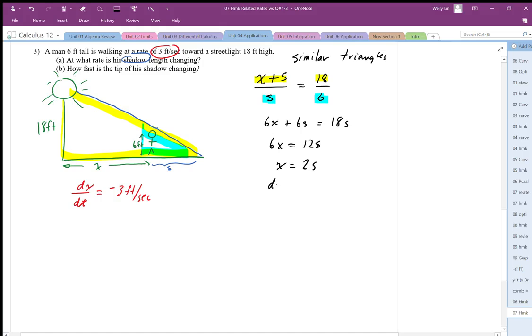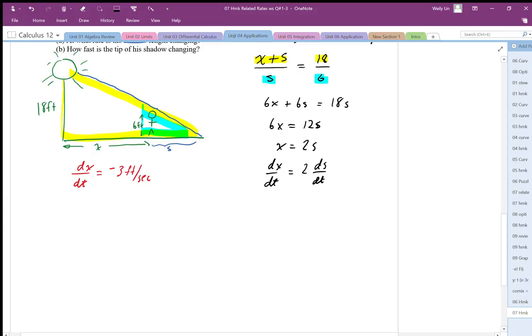So we're going to generate the dx by dt by differentiating the x side. We differentiate this side to generate the ds by dt. And we know that ds by dt is going to be equal to dx by dt divided by 2.